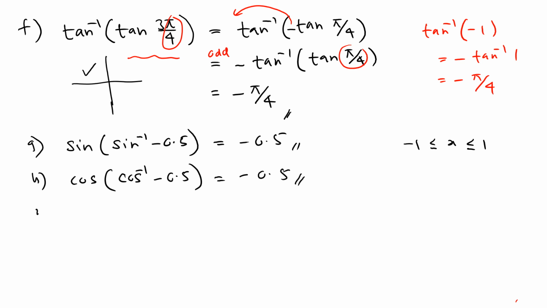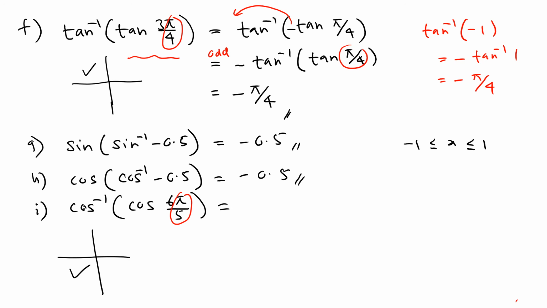And then the next one is cosine inverse cosine 6 pi over 5. This is similar to what we did earlier. The reference angle is pi over 5. This angle is in the third quadrant, so cosine is negative. The cancellation does not work, because the angle is outside of the range 0 to pi. So this is cosine inverse of negative cosine of the reference angle.